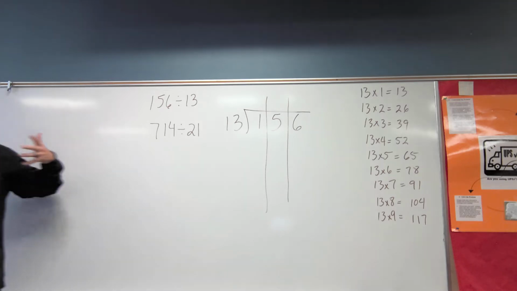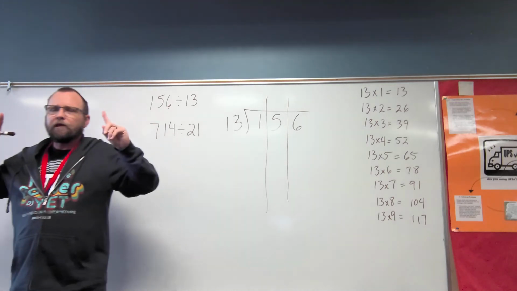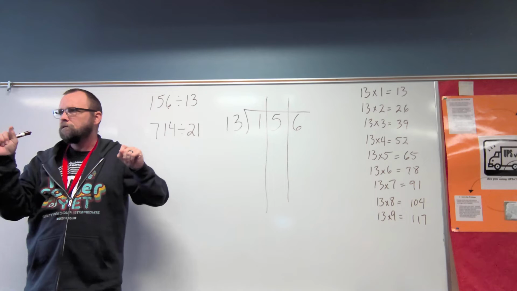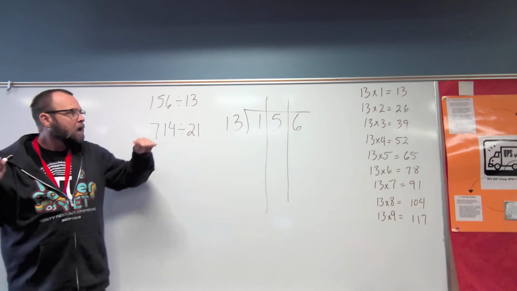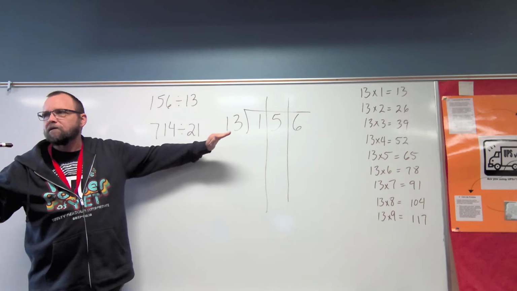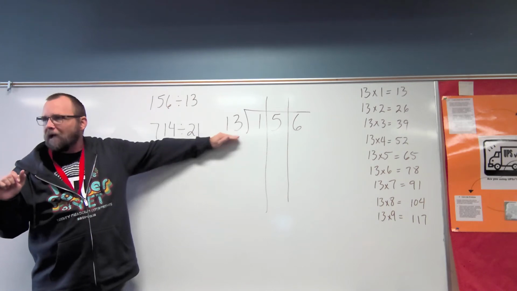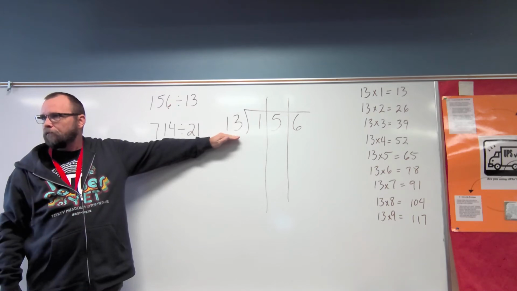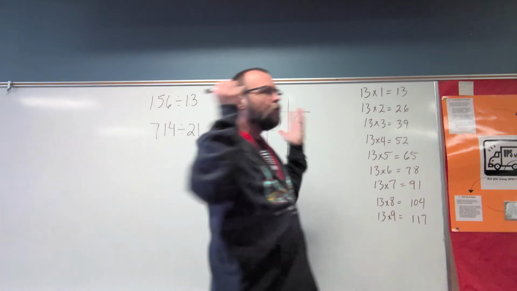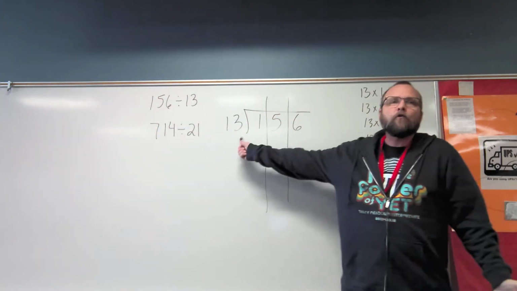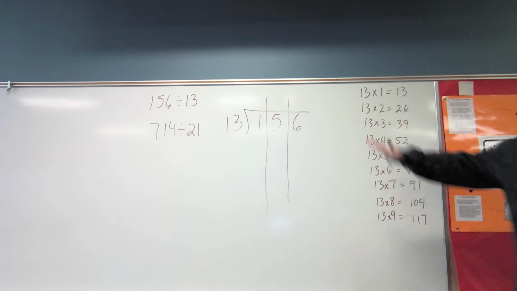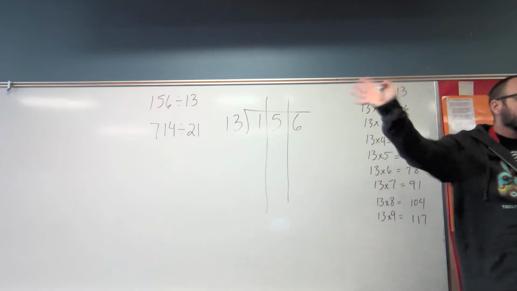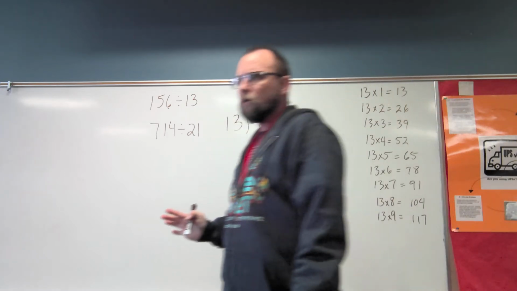But before I do that, let's ask a really important question. What is the largest remainder I could have if 13 is my divisor? 12. 12 is my largest remainder. I cannot have a remainder larger than 12. I cannot subtract and get a number larger than 12. If you do, you've done something wrong.